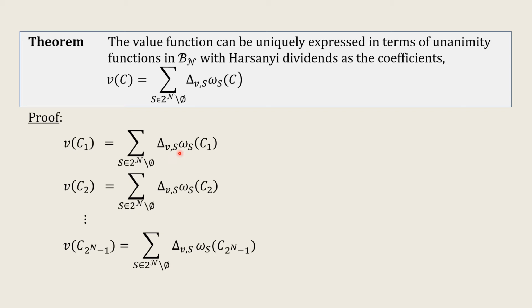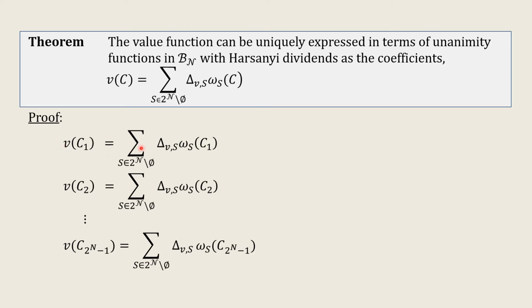Summation of delta S, omega S of C1, this is for C1. And likewise for C2, this is summation of delta S, omega S of C2. Now we have 2 to the n minus 1 values. And here each term in a summation also has 2 to the n minus 1 possible total number of terms, sorry. The total number of terms in each summation is also 2 to the n minus 1.